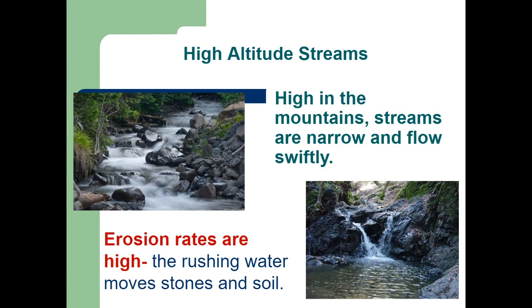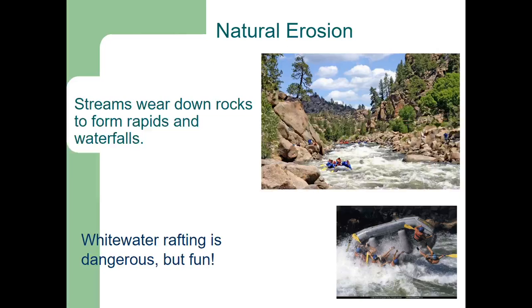So, high altitude streams. High in the mountains, streams are very narrow and flow swiftly, so very quickly, probably because it's steep. Erosion rates are very high. The rushing water moves stones and soil. Why? Because again, the incline at which the water is running, it can build up a lot of speed and velocity, which can start to move objects like rocks, big boulders, and stuff like that, and create waterfalls too.